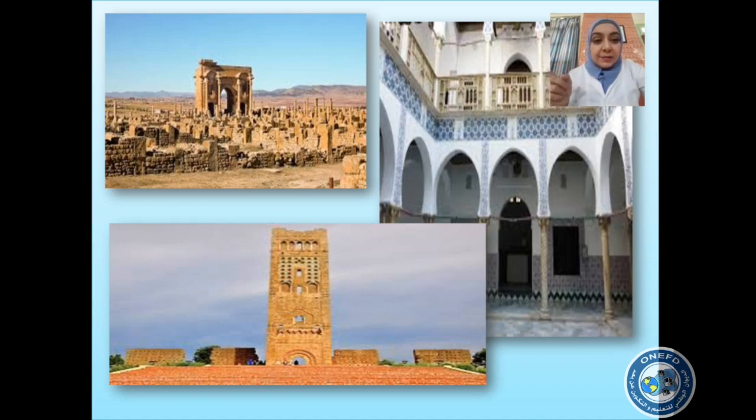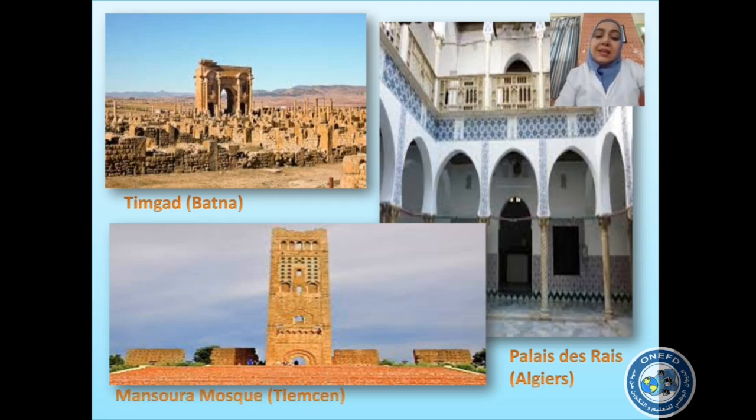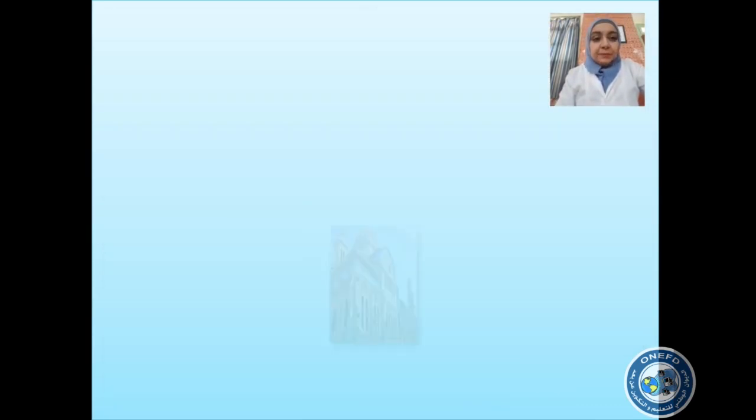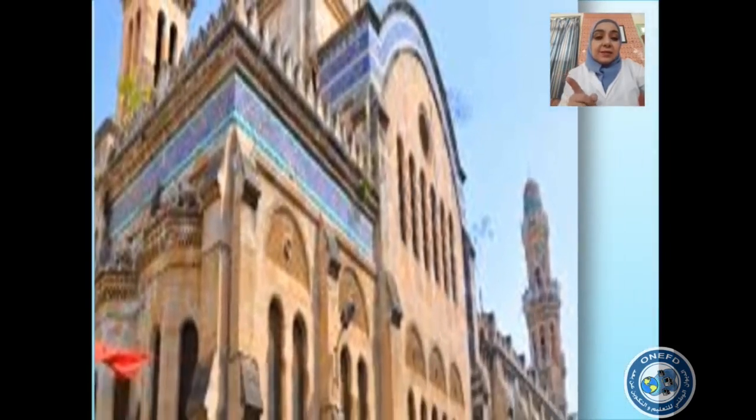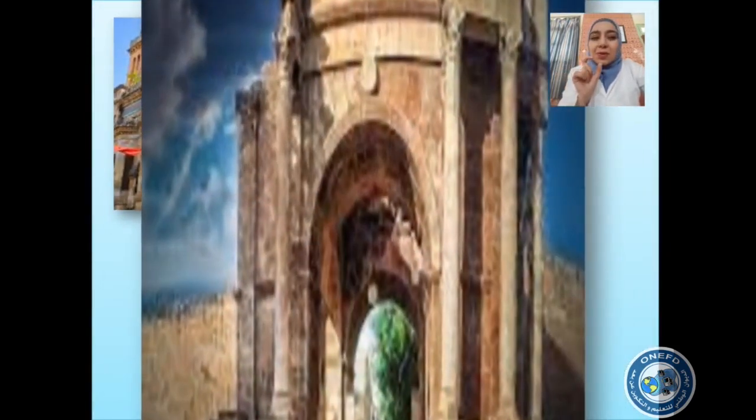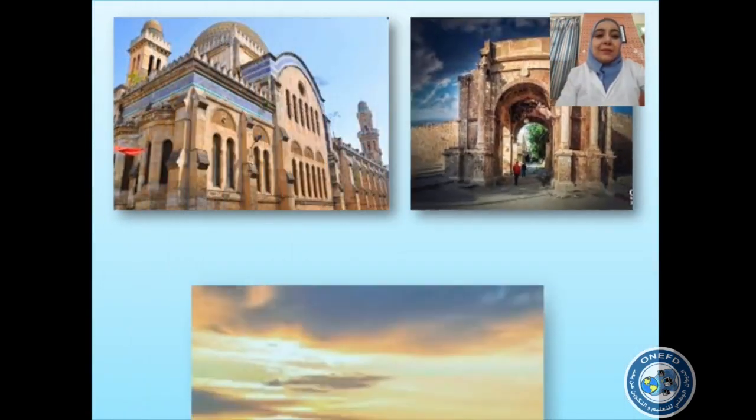Number one is Timgad. This is the famous Timgad in Batna. Number two is Palais de Rais in Algiers. And number three, the Mansoura Mosque in Tlemcen. Good pupils, yes. You need to know these landmarks, okay? If you don't, please make a small search to know more about them, okay?